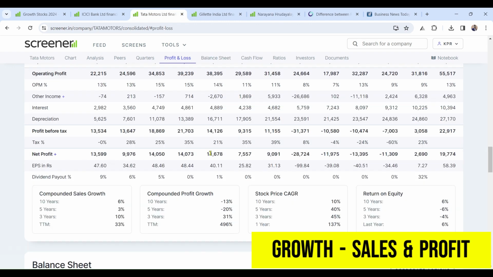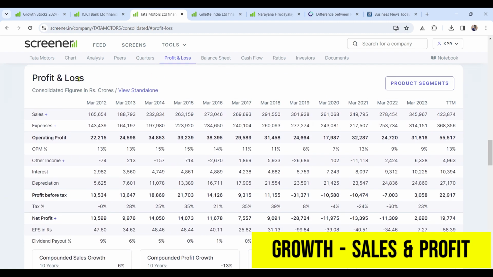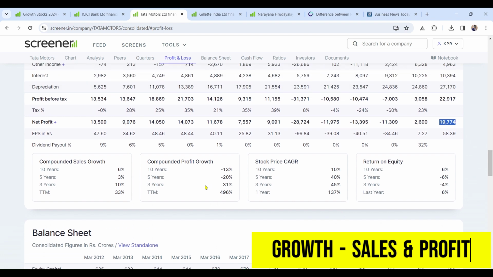Let me also show another example: Tata Motors. If you come to the profit and loss section, you see that for the past 4 years, from 2019 to 22, the company has been reporting losses. It's in 23 and 24 that the profit journey has started. You see the sales growth is 33%, which is a good number for the past 1 year. And look at the profit: it's 496% in the last 1 year.